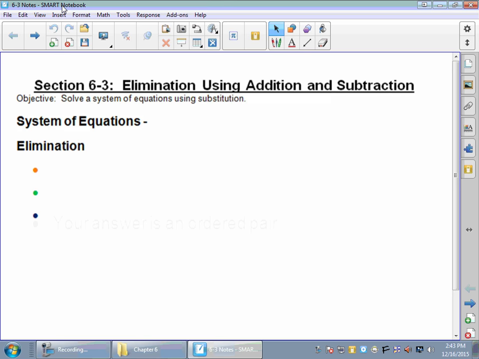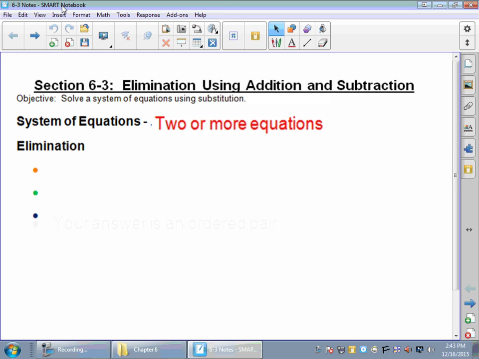All right, this is section 6.3. We are going to learn another method of solving a system of equations. Just to review, a system of equations is two or more equations solved at the same time. And in our previous lesson, we learned how to solve by using substitution. This time we're going to solve by using elimination.